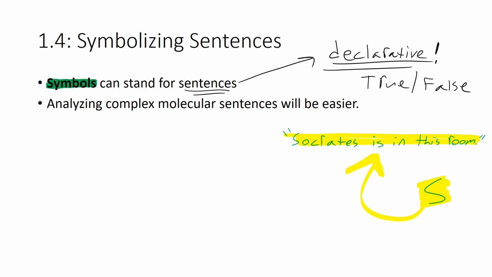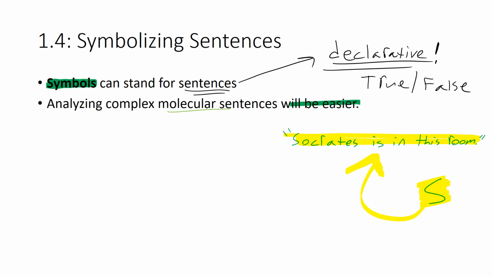A question, a mere wish, a desire cannot be symbolized because it's not true or false. If I ask the question, is Socrates in this room? It's not declaring anything to be the case, hence we cannot symbolize it. Anyways, why do this? Well, one reason is that analyzing complex molecular sentences will be easier. If we have a very long complex sentence, it's very tedious, it's difficult to write, it's difficult to analyze, but if we can boil it down to its essence, to its formal structure, then things become more straightforward, more easy.